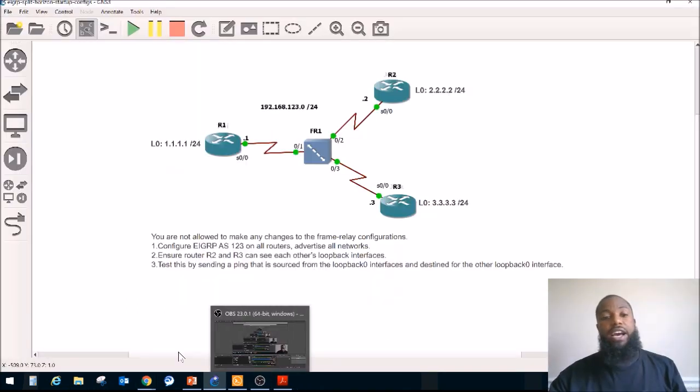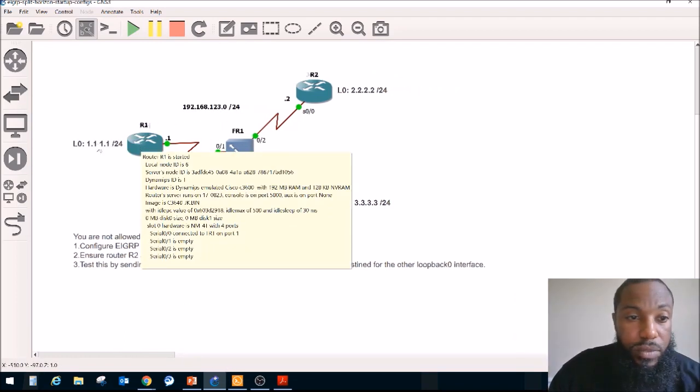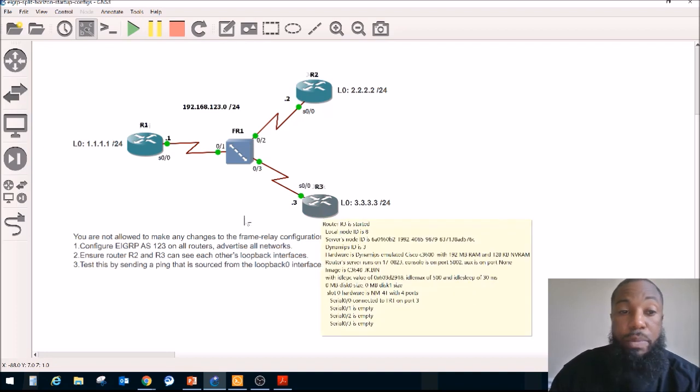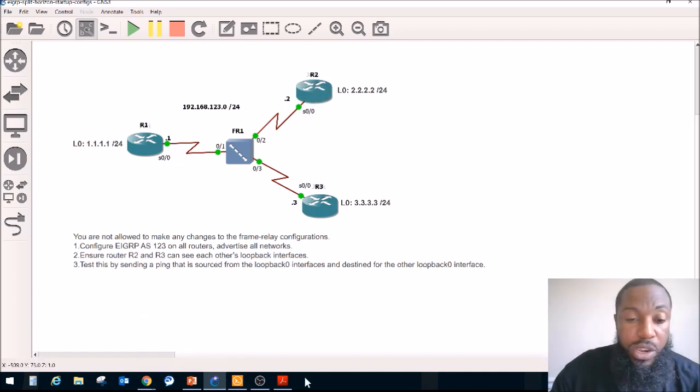Okay, so we have a frame relay network right here, right? We got router 1, router 2, and 3 respectively, and they each have their own loopbacks, right? Quad 1, quad 2, quad 3. Says here, you are not allowed to make any changes to the frame relay configurations, so we ain't gonna touch this guy right here. Configure EIGRP AS 123 on all routers and advertise all networks. So we need to make sure that these all become neighbors. I should have pre-configured that too.